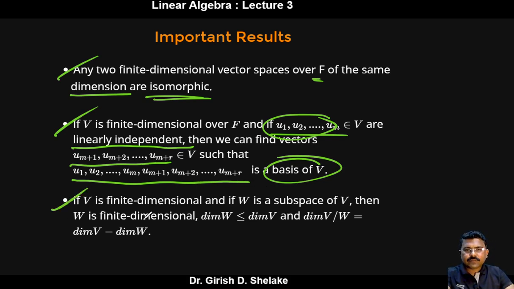And this is the last result, which is again an important result. If V is a finite dimensional vector space and W is a subspace of V, then W is finite dimensional, and they satisfy this relation: the dimension of W is less than or equal to the dimension of V, and also the dimension of the quotient space V by W is equal to the dimension of V minus the dimension of W.